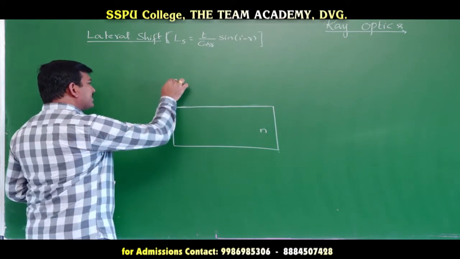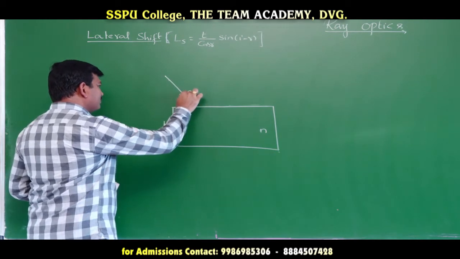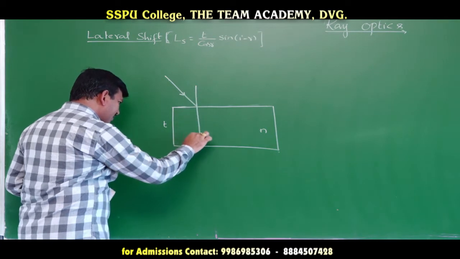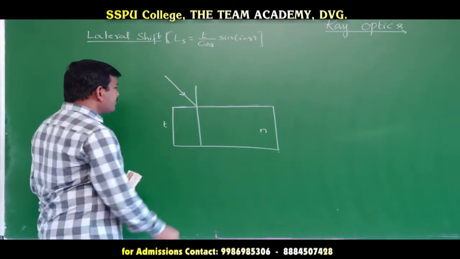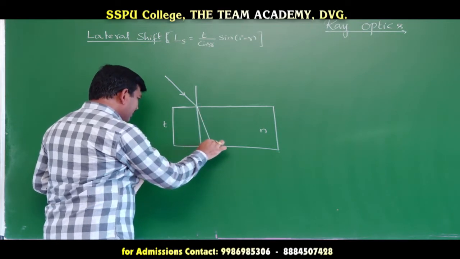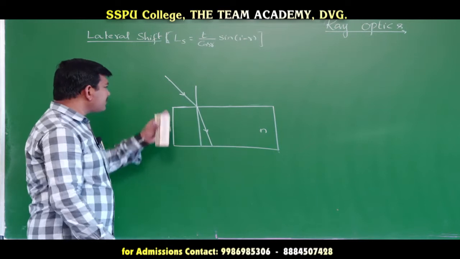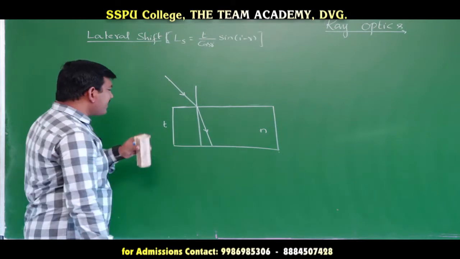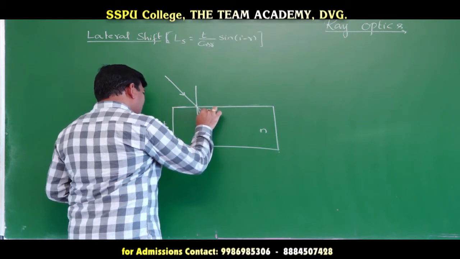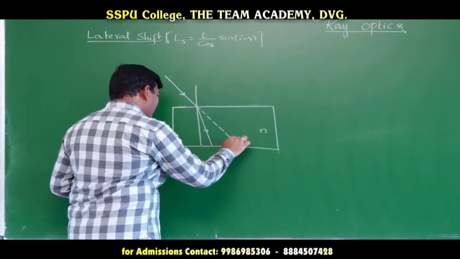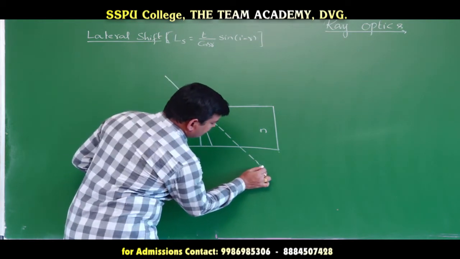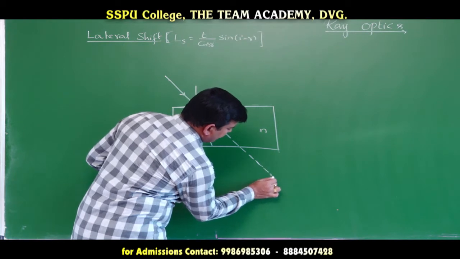When a light ray is incident on this parallel sided glass slab, as it is traveling from rarer medium to the denser medium, it has to bend towards the normal. In the absence of the glass slab, the light ray would have traveled without any deviation. This is the path it has to follow, the incident ray direction.